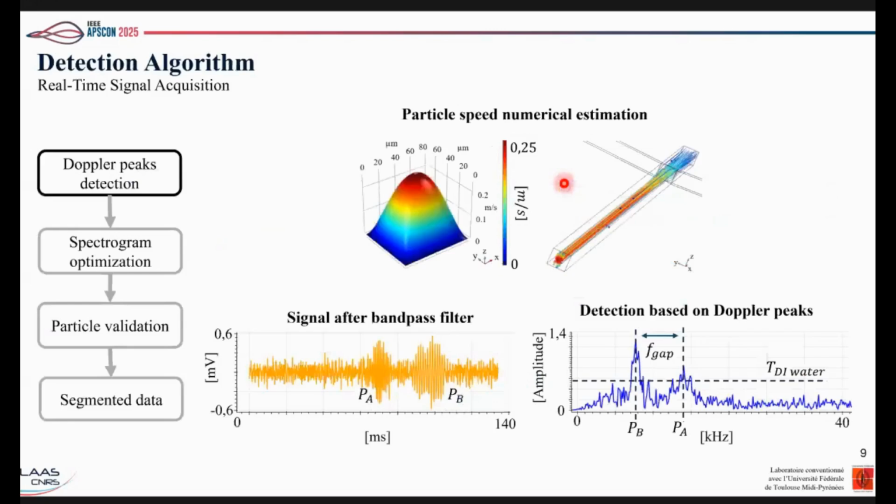So the algorithm that we are using right now is this one. It comprises different steps. First of all, we are considering a real-time approach because we can't miss any particle. We need to classify all of them. So for that, we perform numerical simulations of our microfluidic channel to estimate the possible range of particle velocities. With that information, we create a Doppler peak detection algorithm based on the frequency spectrum of our signal. Basically, every time we have a Doppler peak, we store the data stream that can have one or multiple particles to later classify them.